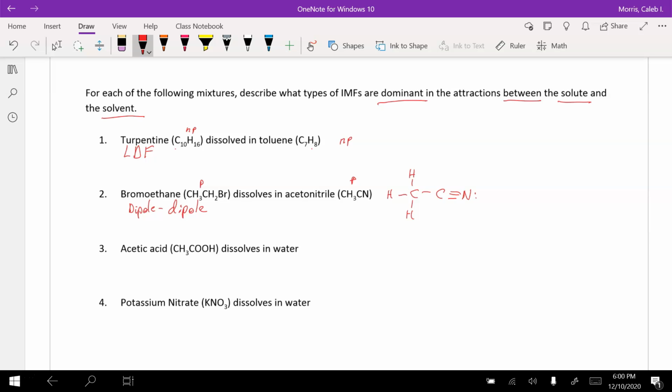All right, then we have acetic acid dissolving in water, and we know that water is H2O. It looks like that, and it is polar. This is polar, and it looks like we are going to have an OH bond. If we've got an OH bond in this, and we have an OH bond in that, then we could have hydrogen bonding forming. That's going to be our most dominant intermolecular force, will be hydrogen bonds.